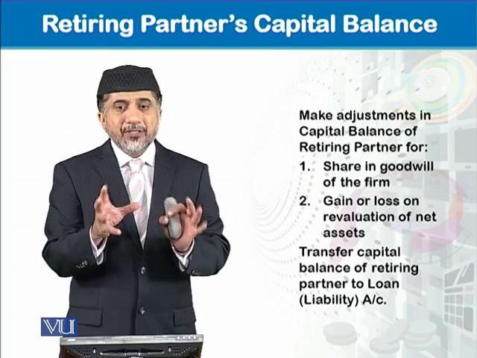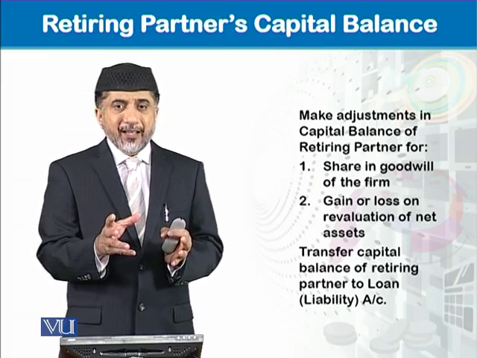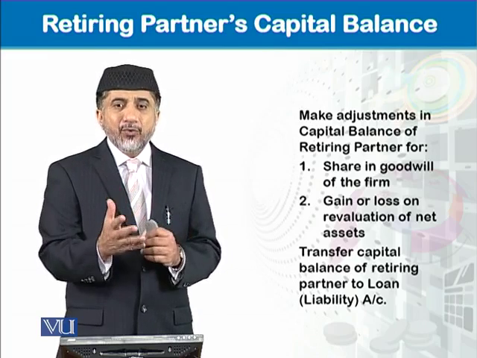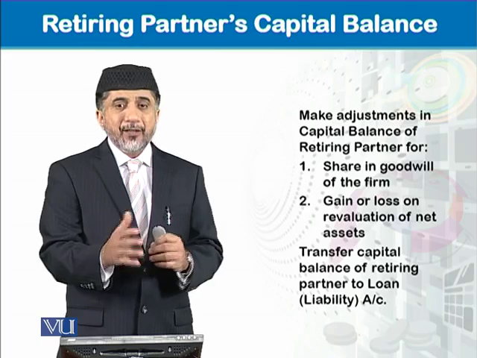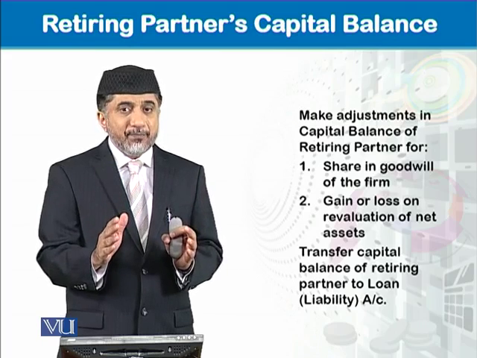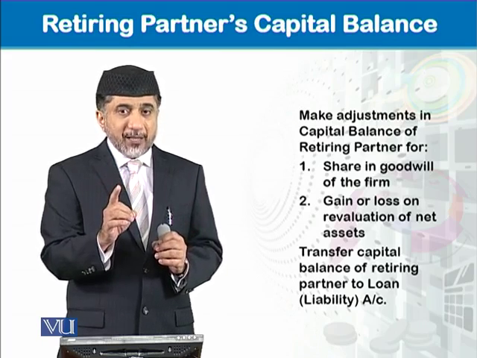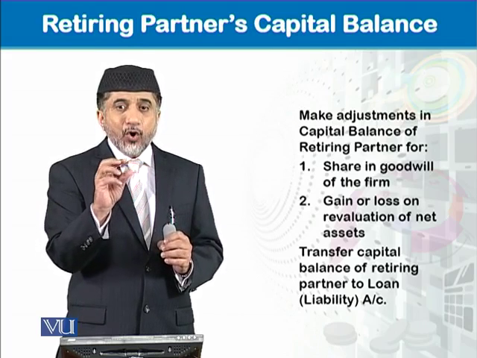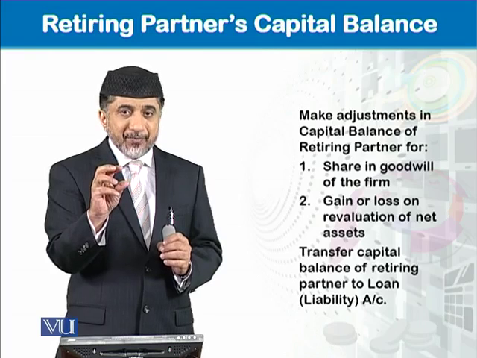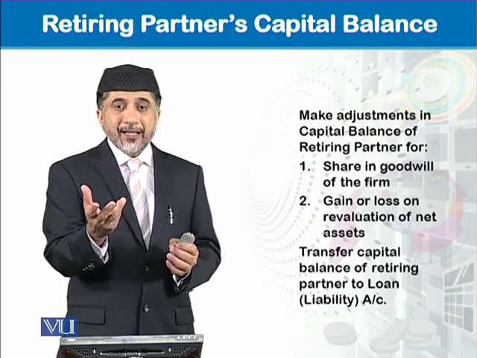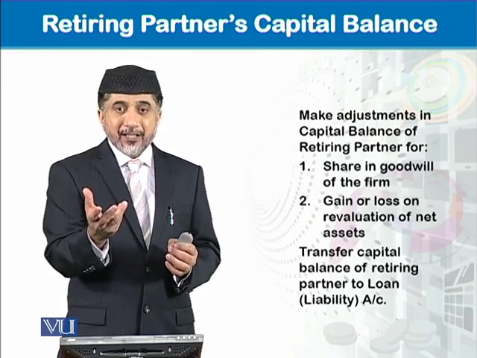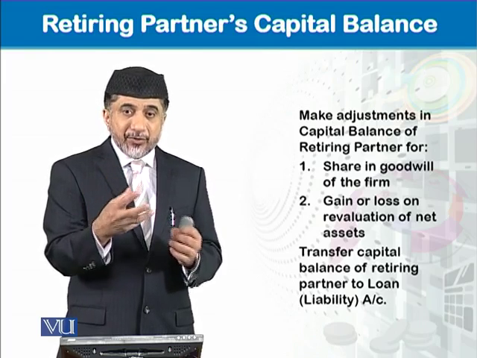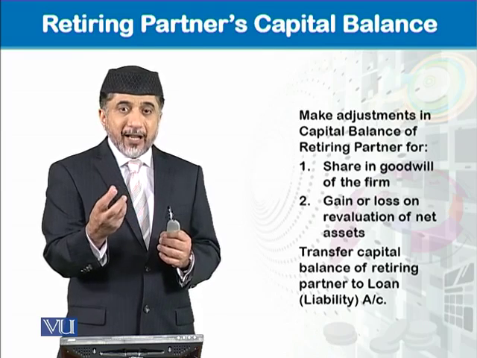So the accounting is very easy now. Since we are done with the goodwill thing and the revaluation thing, prepare a ledger account of the retiring partner's capital account. Start with its opening balance of capital, which obviously will be on the credit side of the ledger account. And if there is some drawing during that period, put that on the debit side.